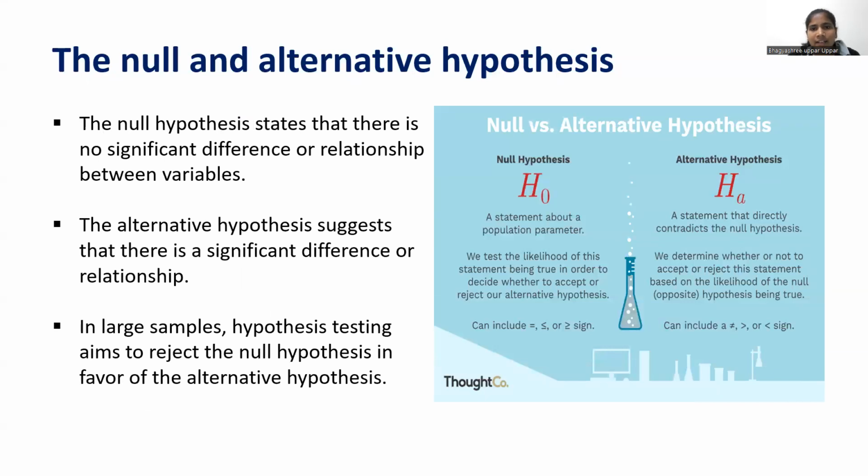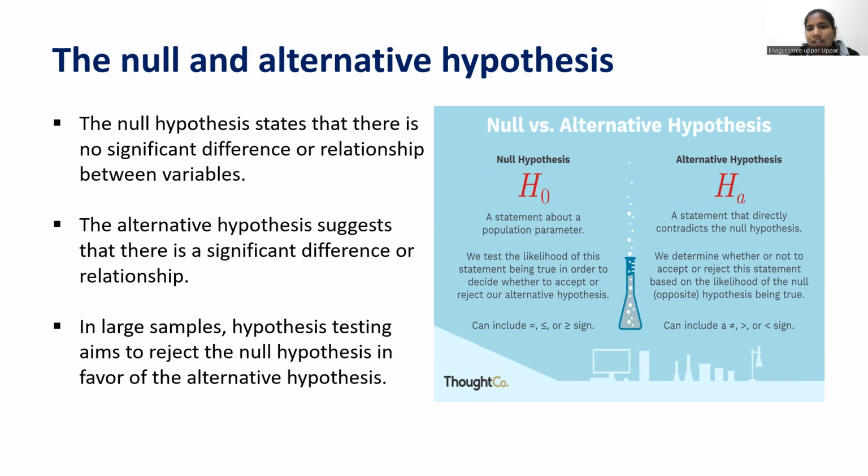The null and alternative hypothesis. The null hypothesis states that there is no significant difference or relationship between variables. The alternative hypothesis suggests that there is a significant difference or relationship. In large samples, hypothesis testing aims to reject the null hypothesis in favor of the alternative hypothesis.